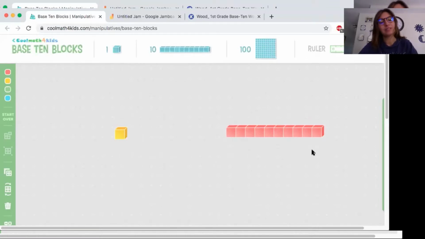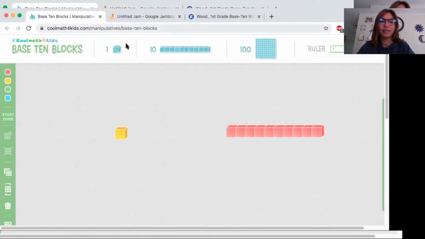Now let's use this information to tell us about comparing numbers using base 10 blocks. What does compare mean? Compare means to see if one number is the same as, smaller than, or bigger than another number.